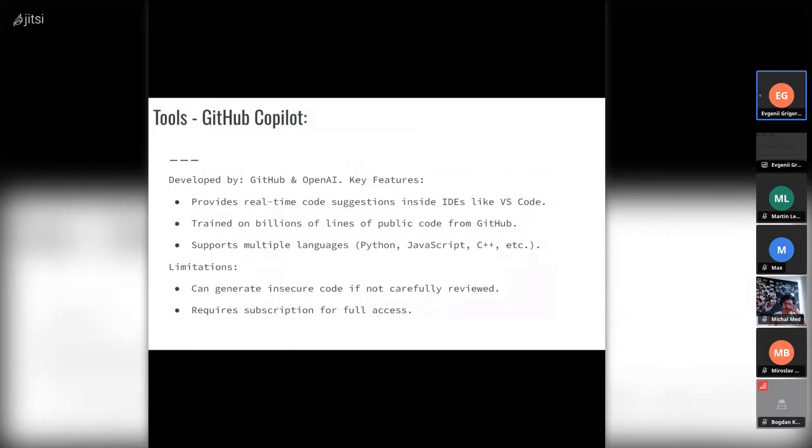There are some different tools like GitHub Copilot, which was developed by GitHub and OpenAI. It provides real-time coding suggestions in IDEs. It was trained on a lot of lines of code in GitHub, and supports a lot of different languages. But the problem is that it was trained on GitHub, so there is a lot of code that may be not secure. It may have low quality. It may be under some copyright, so it is not really good, and it requires a subscription to work properly.